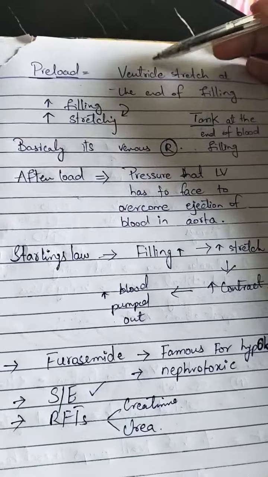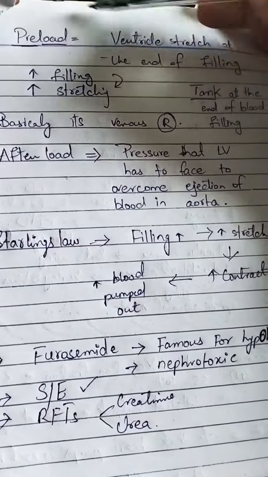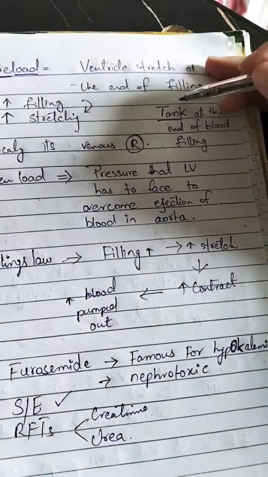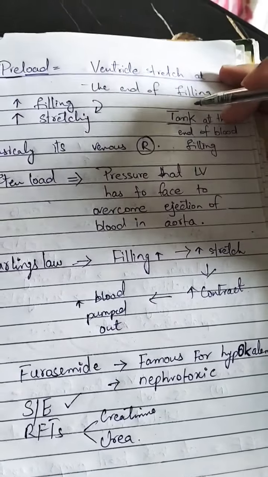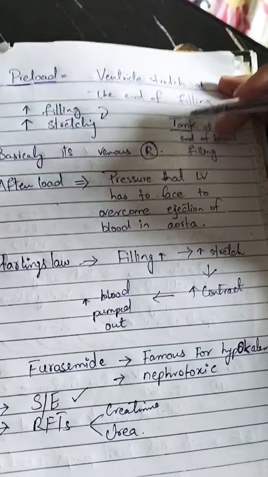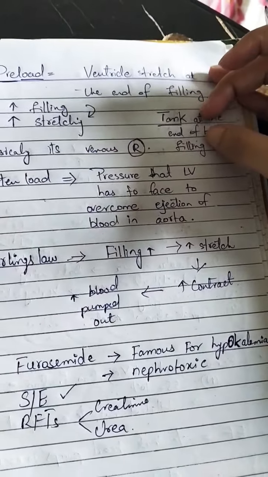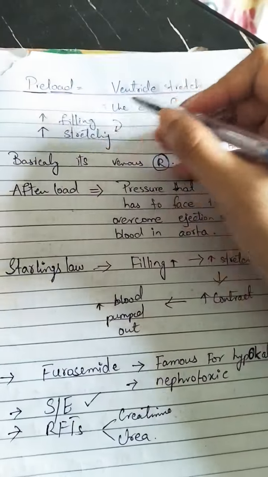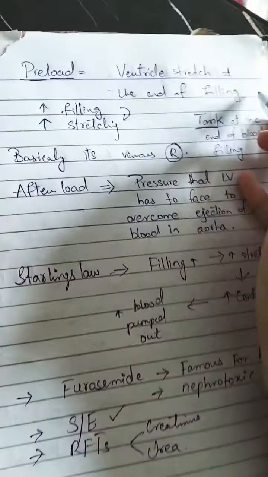Preload, the word is preload, means something before the load. So usually consider this with an example of a tank that is at the end of blood filling. Now the tank acts as a ventricle. The ventricle receives blood, and after receiving it, the amount of blood in the ventricle will be termed as preload, right?